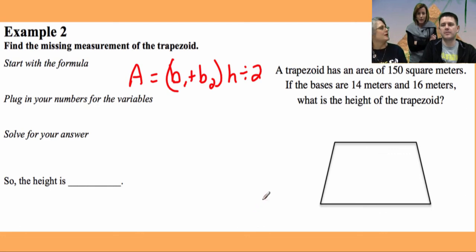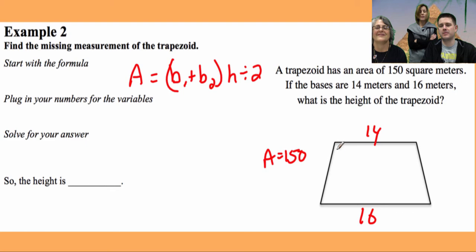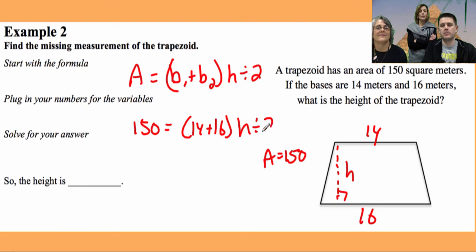So this is like Jeopardy. We already know the answer and we have to find the question. 150 needs to be where the area is. I think we should label our drawing here so they can see which measurements go where. Base 1 is 14. Base 2 is 16. We don't know the height. So, in our formula, we have 150 is equal to 14 plus 16, times h, and then divided by 2.